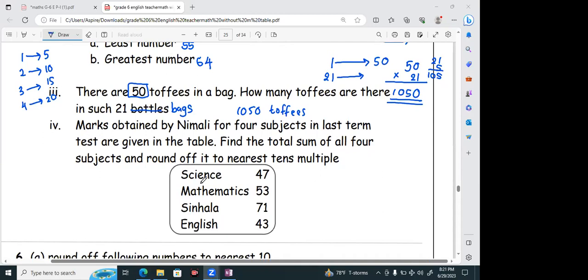Marks obtained by Nimali for 4 subjects in last term test are given in the table. Find the total sum of all 4 subjects and round off it to nearest tens multiple.